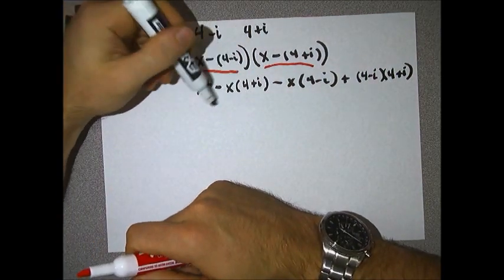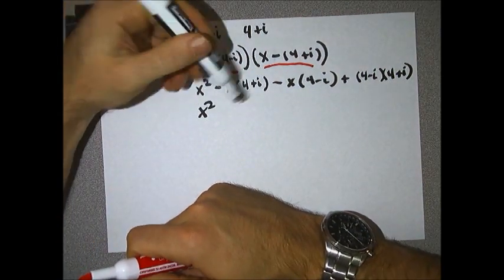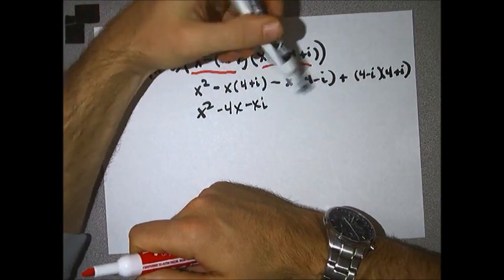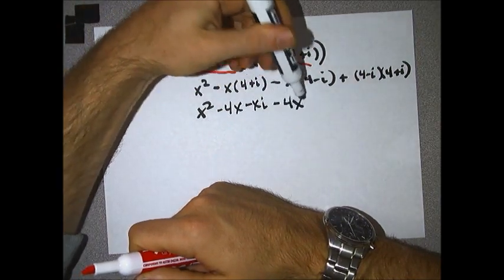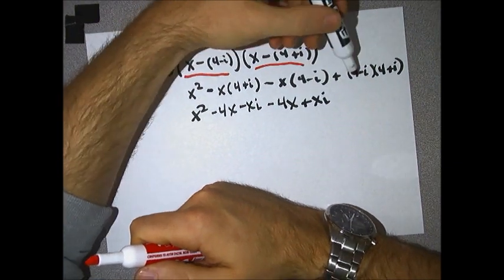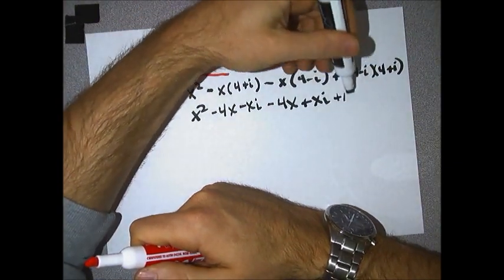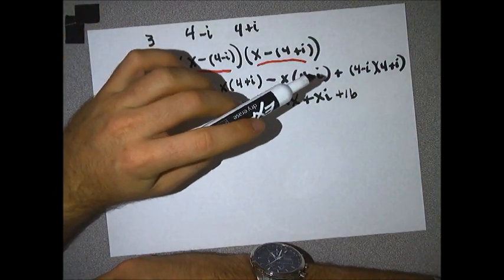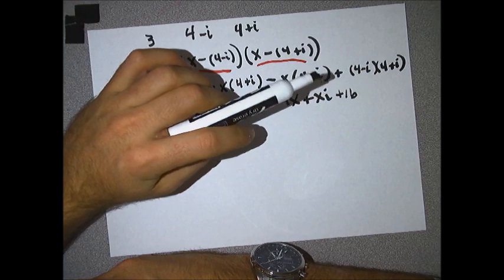Okay, next line. So I have x squared, do some distributing. Negative 4x minus xi, minus 4x plus xi. When we come to the last part, 4 times 4 is 16. Then you're going to end up with outer and inner. They're going to cancel, right? Because you would have plus 4i minus 4i.